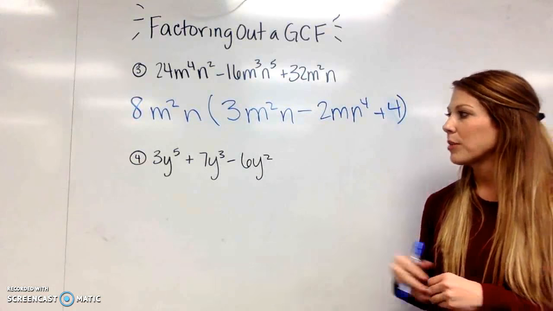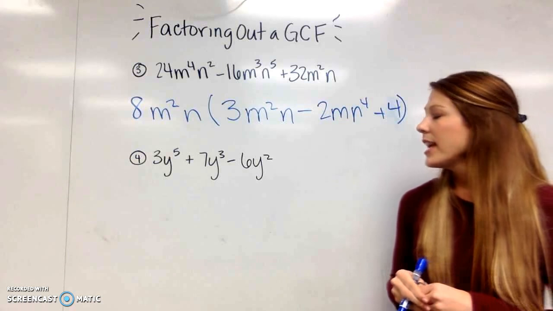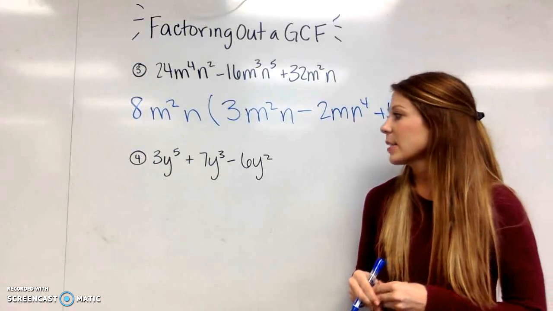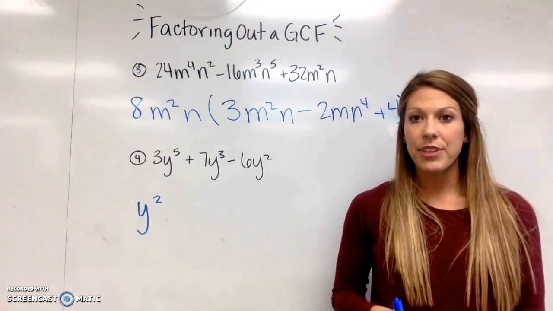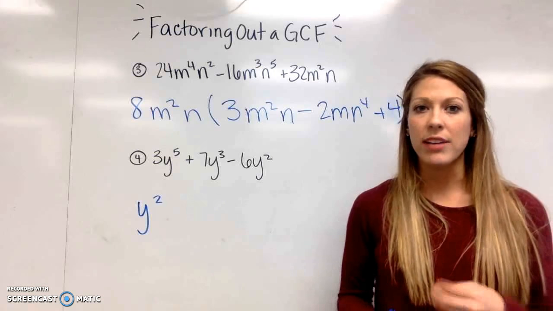All right, let's try one more example. In this last example, notice our coefficients 3, 7, and negative 6. They don't have any common factors. So we're not going to have a number to pull out as part of our greatest common factor this time. But each one of these terms has a y, and they all have at least y squared. So in this case, our greatest common factor doesn't have a coefficient. Our greatest common factor is just y squared.